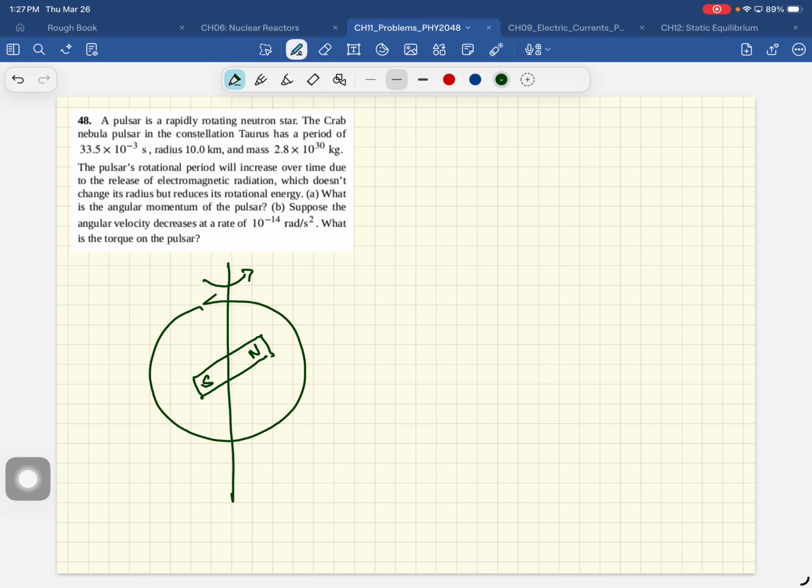Did you guys understand that? Yep. When did you get the change in angular speed at the time? That's this. They give you that. Oh. Yeah.